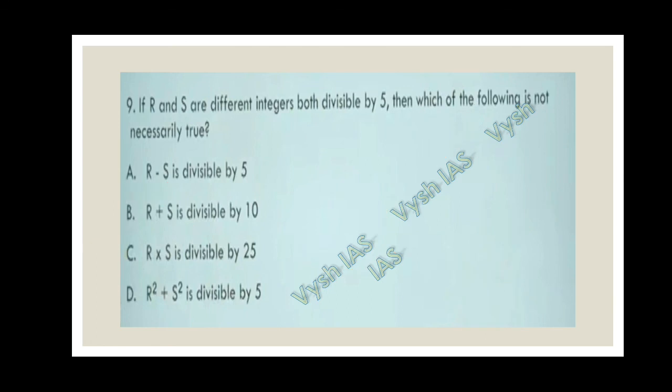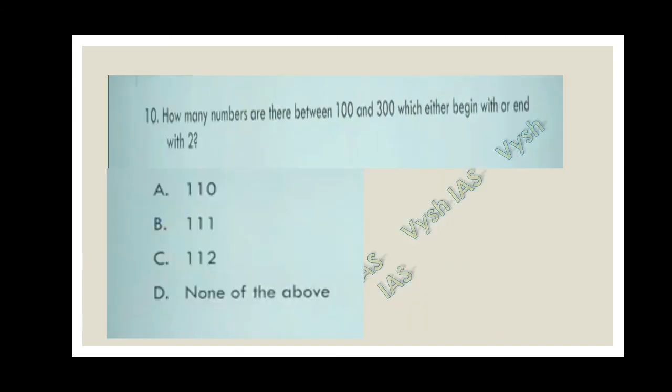If you check for R square plus S square also, it will be correct. So option B is wrong for this question. So option B is the answer for this question, because they are asking for the incorrect one. So 9th is B. So, last question for the day.